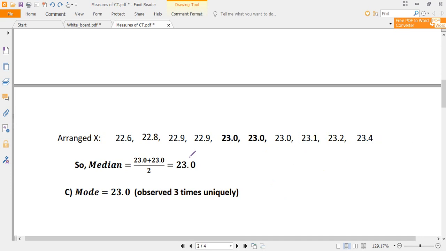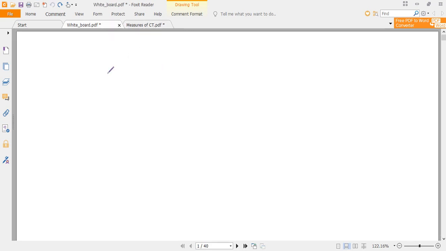So mode is simple. In a data there may be multiple modes, that is, 2 or 3 values can occur more than 2, 3, 4 times, and so on. So we apply our common sense when we determine the mode. And about the median, I want to say one last thing.